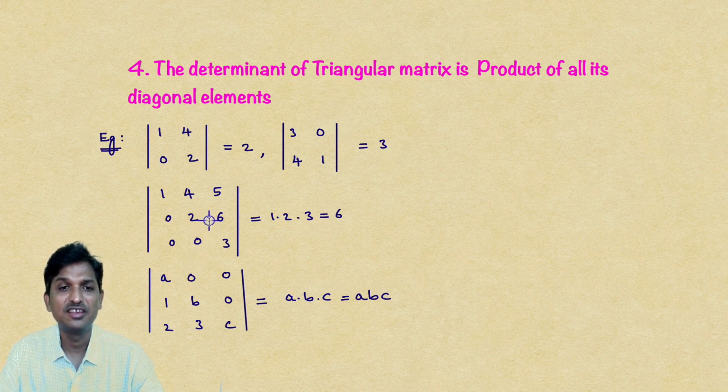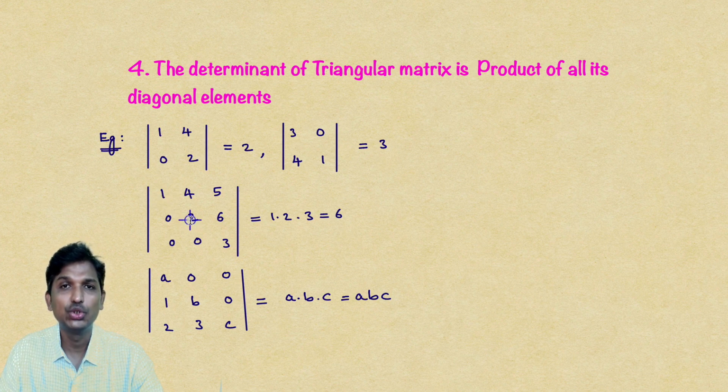You observe this example. These are the diagonal elements 1, 2, 3. All the elements below the diagonal are 0. So this is a triangular matrix. What is the determinant of a triangular matrix? The determinant of a triangular matrix is the product of all its diagonal elements.